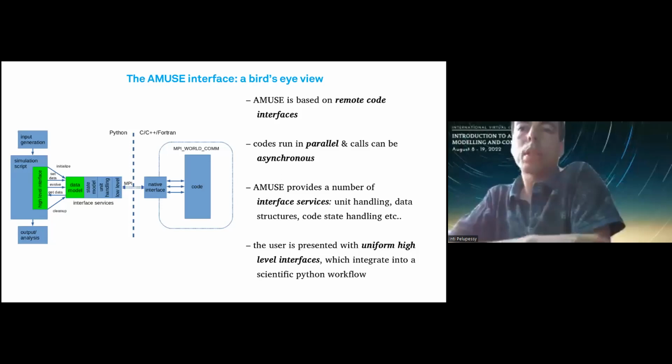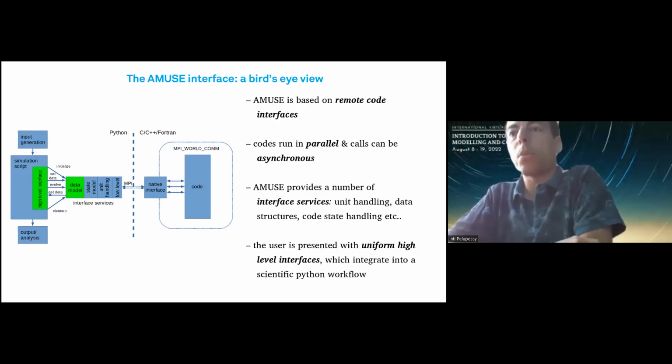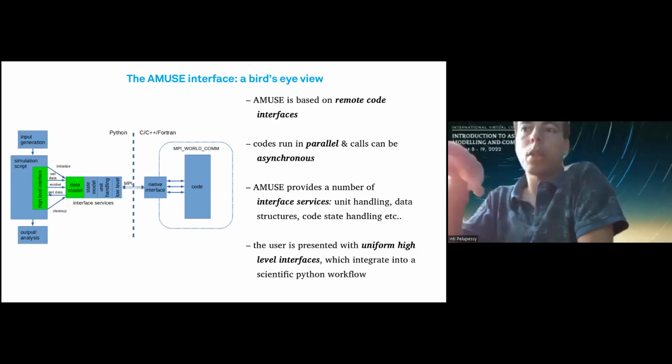The block that's marked code is your original code that can be in any language that has MPI bindings. So it can be Fortran, C, C++. We even have some Java codes, and that's wrapped by some layers of interface that are based on a remote code execution model. And the different codes that are managed by the framework run in parallel, and calls can be asynchronous.